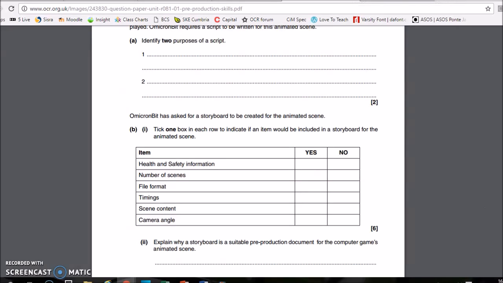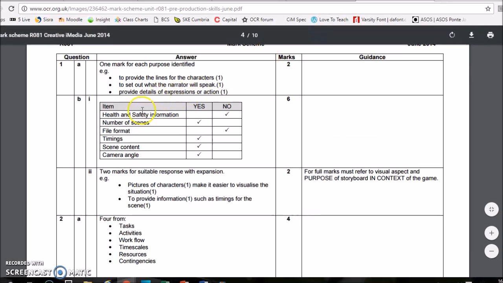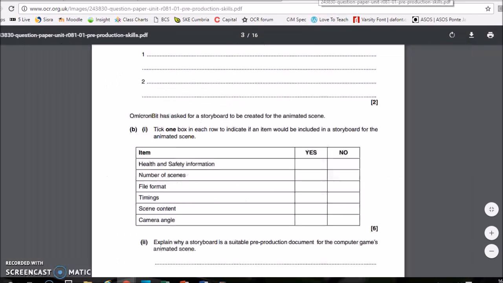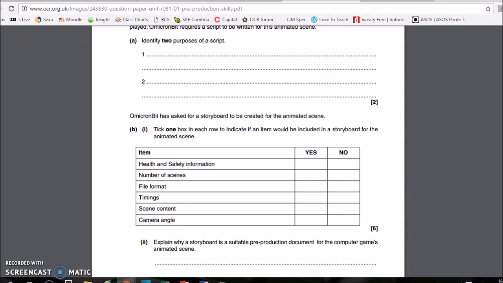Moving on to then June 14, these are the opening questions again. This time it says identify two purposes of a script. So where the previous paper asked for the purposes of a mood board, this one is a script. And you've got here 1 mark to say provide lines for the characters or to set out what the narrator will speak and provide details of expressions or actions.